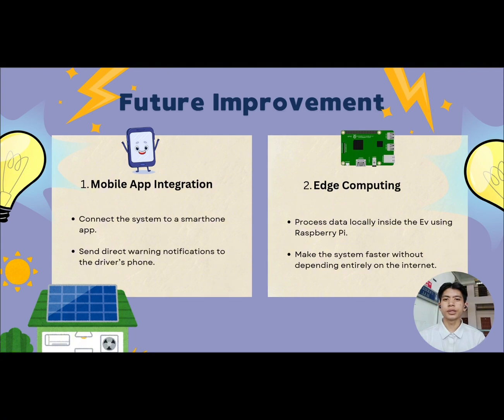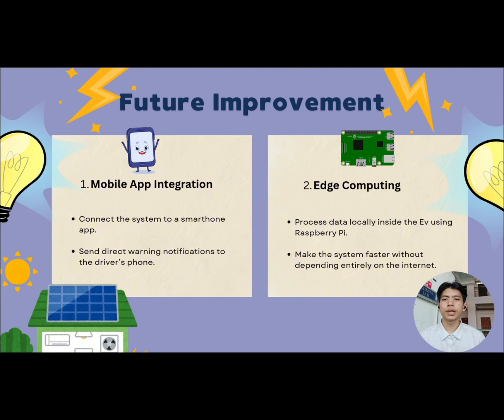Before we end our presentation, we have a few suggestions to improve this project in the future. First, we suggest creating a mobile app. Right now, the driver needs to look at the Thingsboard web dashboard to see the alarm. In the future, we can connect the system to a mobile app, so the warning notification will be sent straight to the driver's phone. This is much faster and safer for the driver.